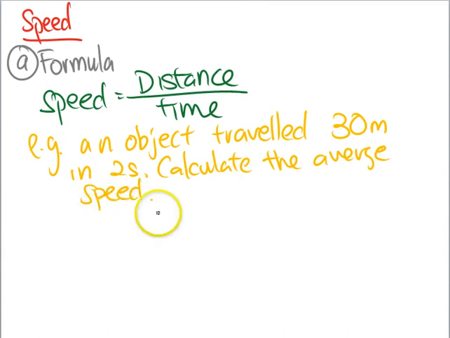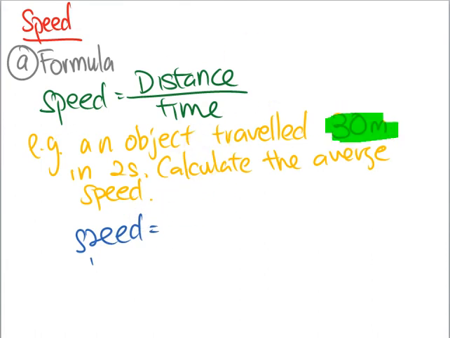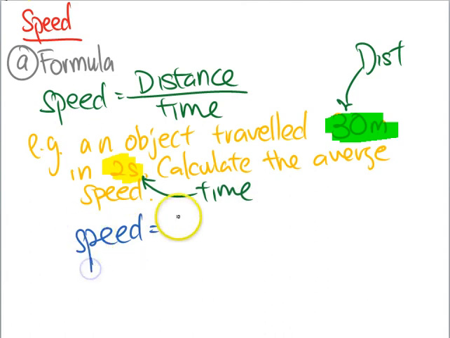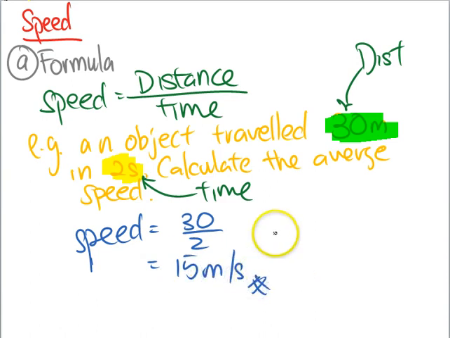Okay, so when you talk about calculating the average speed, you can say speed equals distance divided by time. Where's the distance? 30 meters, this is the distance. Then here we got 2 seconds, this is the time. So speed equals distance divided by time, which is 30 divided by 2. And what you're going to get is 15 meters per second. Please take note of the units. Always remember the units. Do not ever forget to write your units. So this is with regards to answering speed questions using the formula.